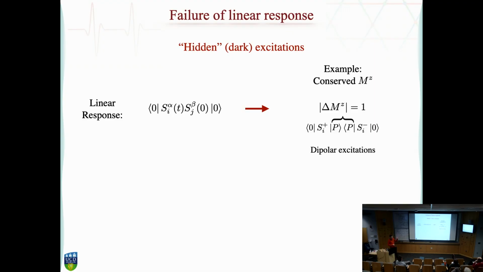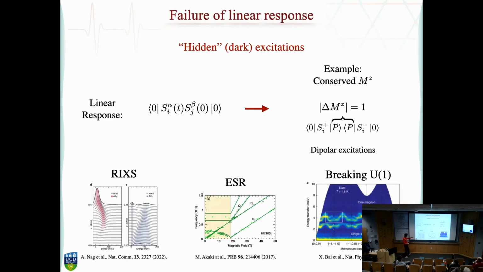Now there are ways of getting around this in linear response. In RIXS, if you treat RIXS correctly, there's some intermediate process in the middle, and so it's not direct, but you can extract from this also information about non-dipolar excitations. Some ESR experiments with this coupling between the magnetization and the electric fields, you can also activate these kinds of modes. And then of course the simplest thing is you just break this conserved magnetization, so you just break the symmetry. If you just break U(1), then you can obviously have hybridization between dipolar modes and other kinds of modes.